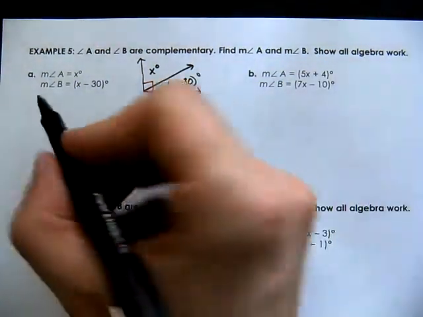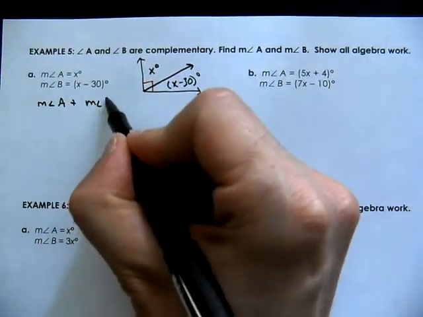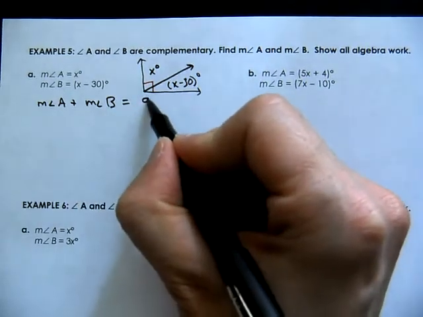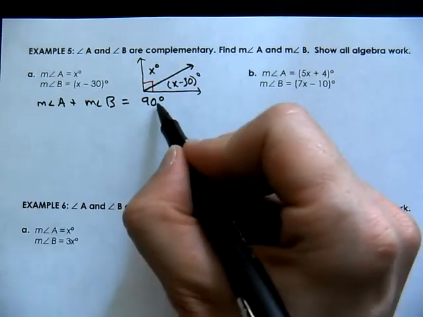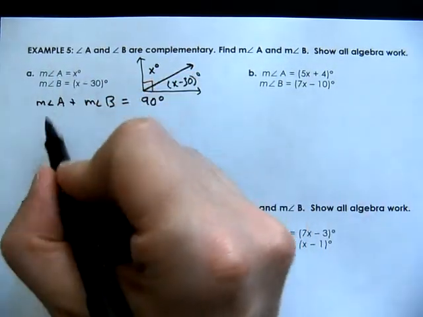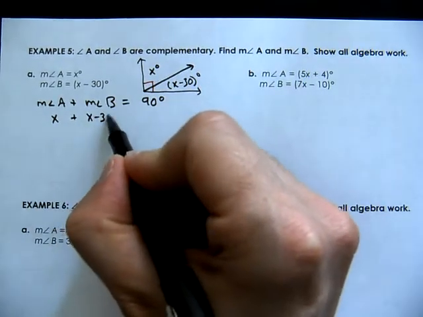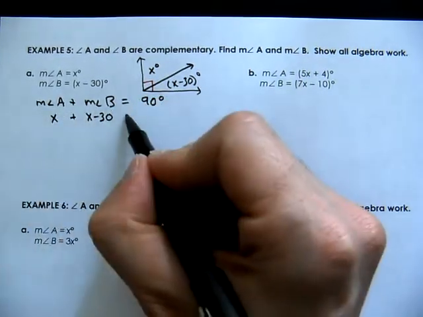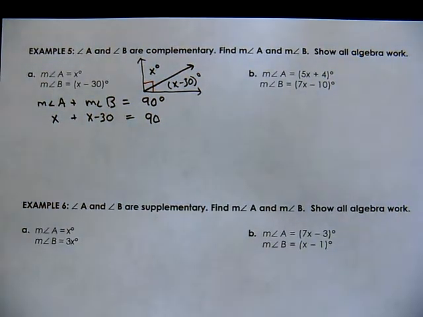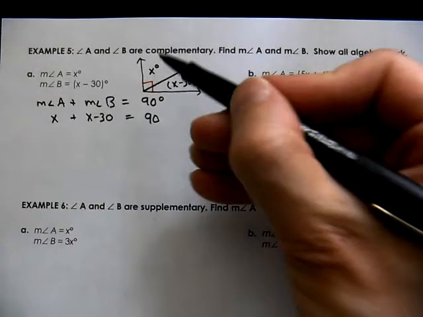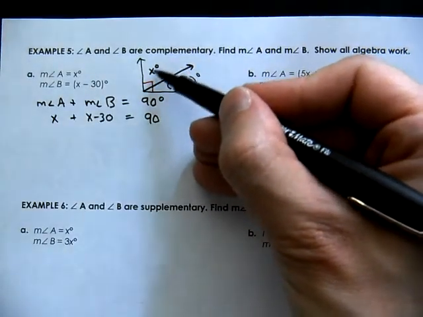In terms of our equation, we can say the measure of angle A plus the measure of angle B equals 90. Because two angles are complementary, they add up to 90. Now we do our substitution. Angle A is the x, and angle B is the x minus 30. You'll notice I'm not using the degree symbol here, and that's because we're now going to be solving for x, and x is the variable. The variable doesn't need the degree symbol because the degree symbol is already provided on that variable.